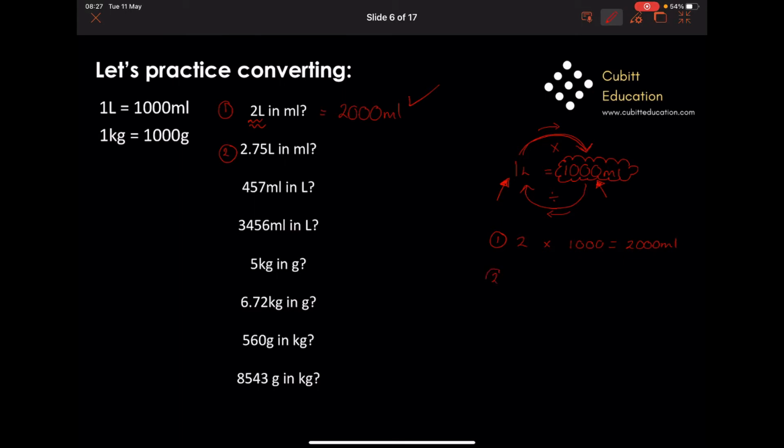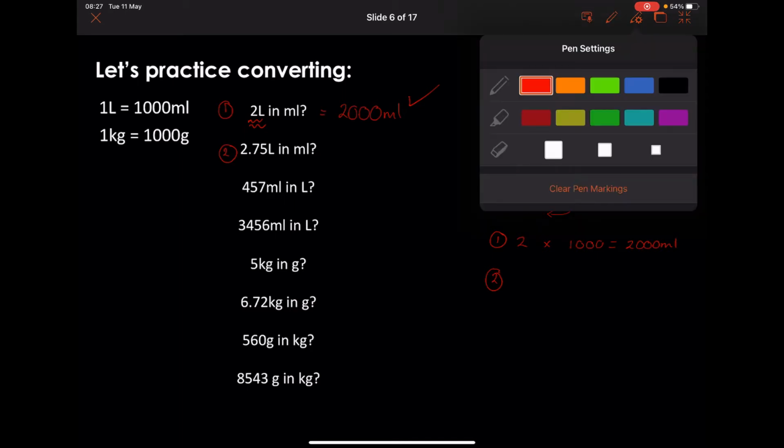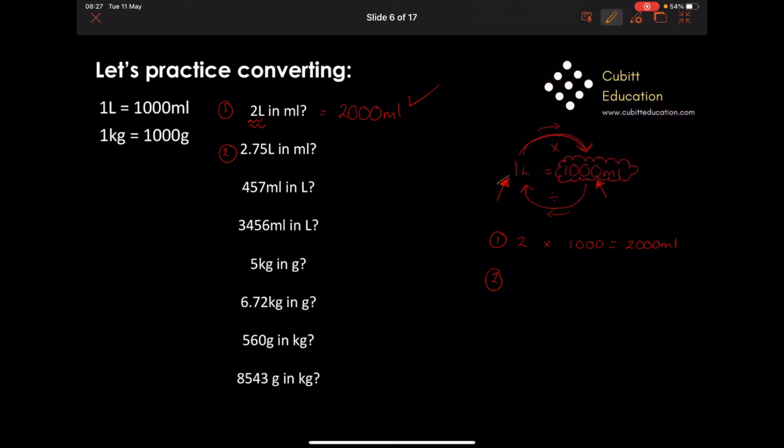Okay, so for question 2, you've now got 2.75 litres. So again, let's just change my colour. Again, we're still at this side, and we still want to get to millilitres over here. All right. So we've still got to times by 1,000. So we need to take our 2.75 and we're going to times it by 1,000.